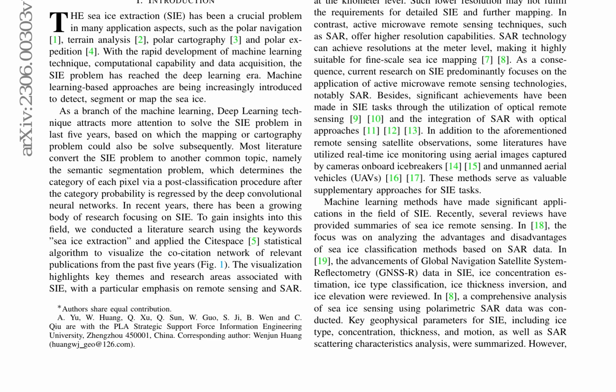Machine learning methods have made significant applications in sea ice extraction, with recent reviews summarizing the advantages and disadvantages of sea ice classification methods based on SAR data, the advancements of GNSS-R data in SAI, and the comprehensive analysis of sea ice sensing using polarimetric SAR data. This review aims to provide a comprehensive overview of sea ice extraction, including algorithms, datasets, applications, and future trends, focusing on deep learning-based approaches in the last 5 years.